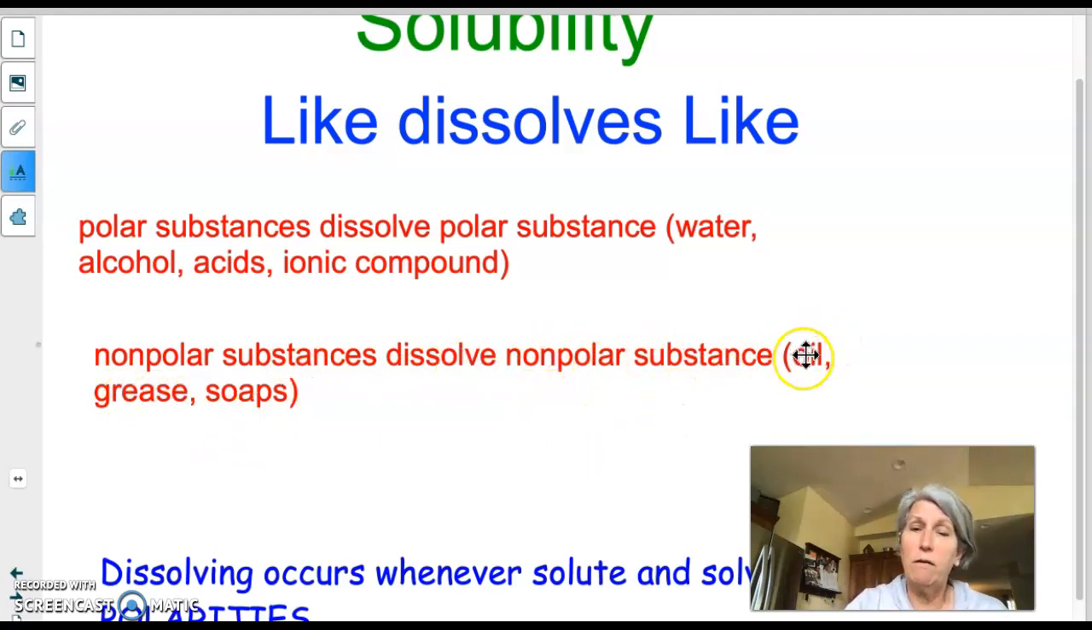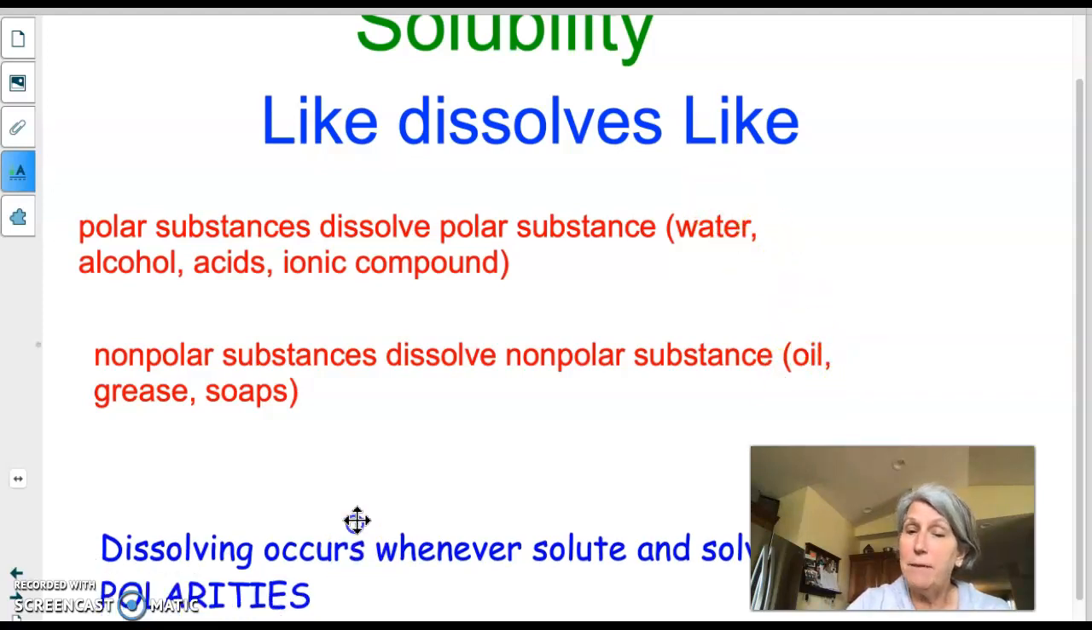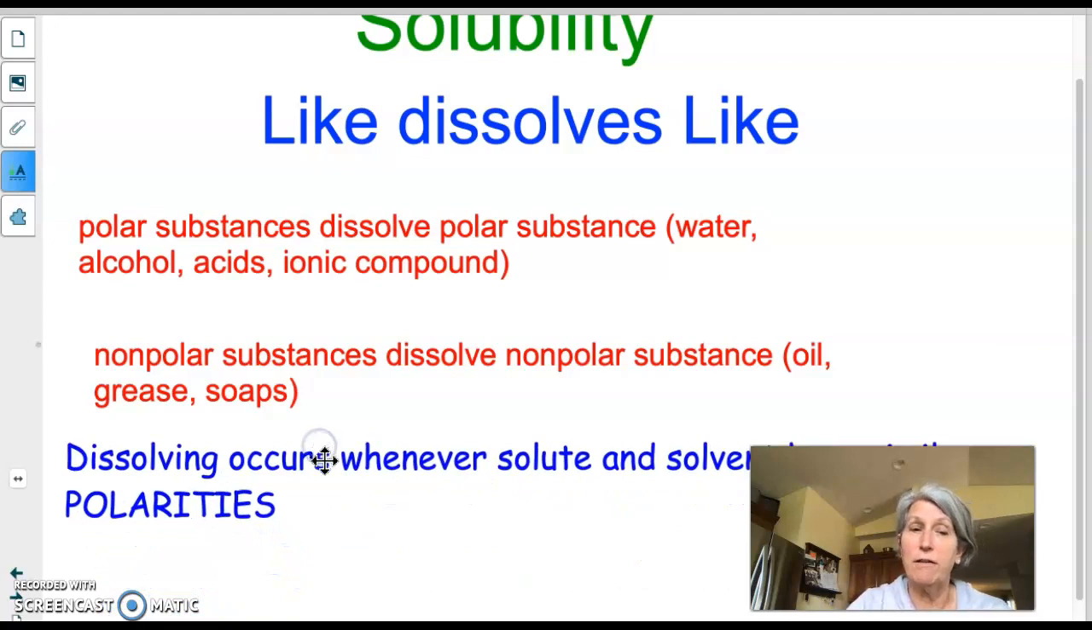So an oil will dissolve into a grease, but you know from your everyday experience, oil and water do not mix. And that is mainly because their polarities are different. So basically, dissolving occurs whenever a solute and a solvent have similar polarities.